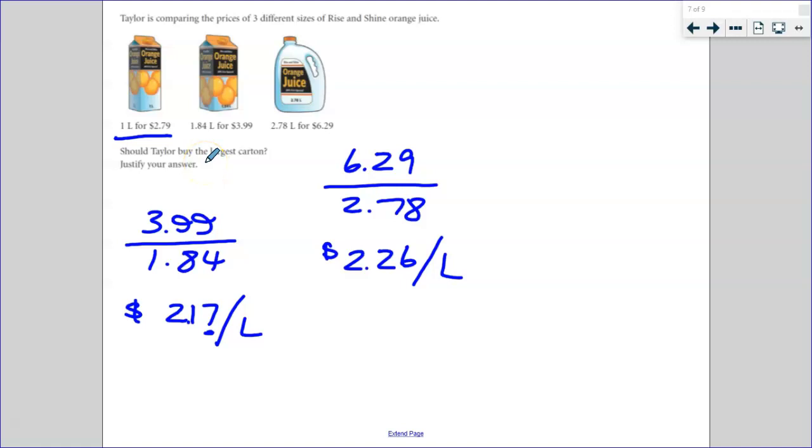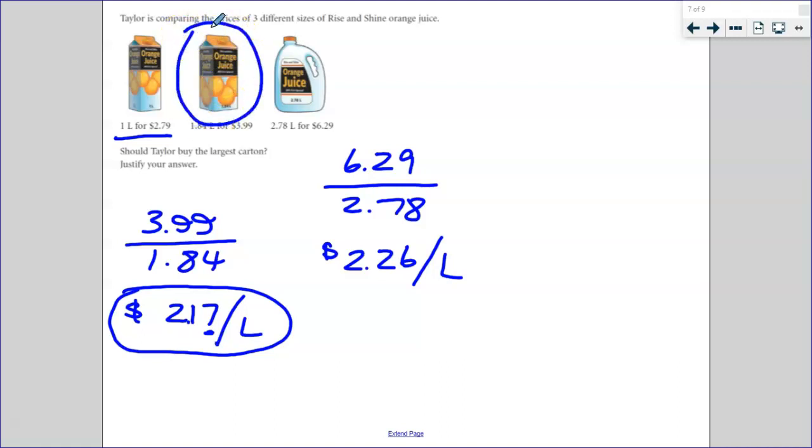Should she buy the largest carton? I would have to say no, because she wants to spend the least amount of money. And in this case, the middle size carton is $2.17 a liter, which is cheaper than all the rest. So the better buy is this one right here.